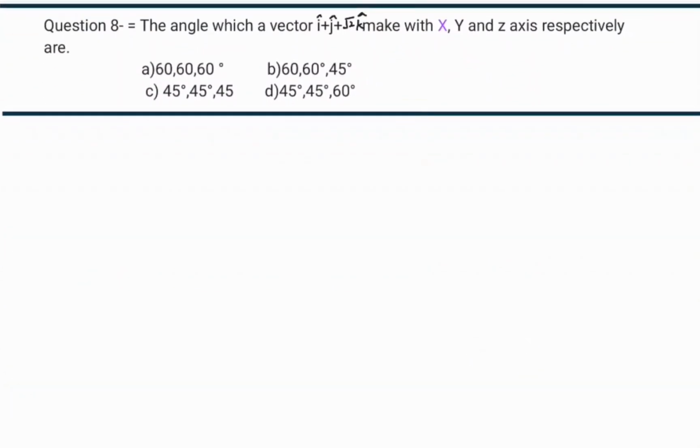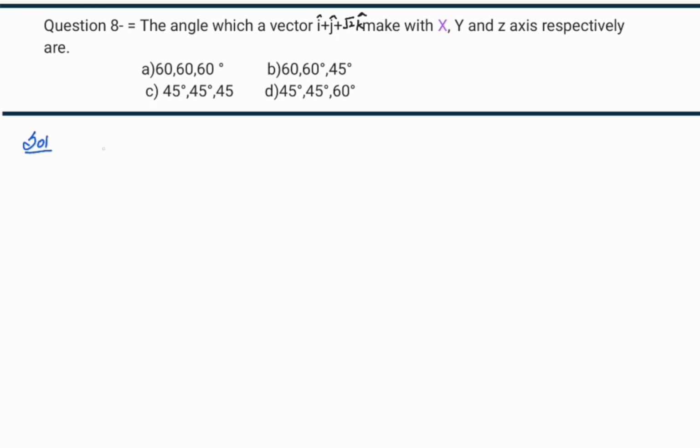Okay, now read question number 8. Find the angles which the vector I cap plus j cap plus root 2 k cap makes with the x-axis, y-axis and z-axis respectively. Here one vector is given and it is asked to calculate the angle of the given vector from the x-axis, y-axis and z-axis. Let's see how to solve it.